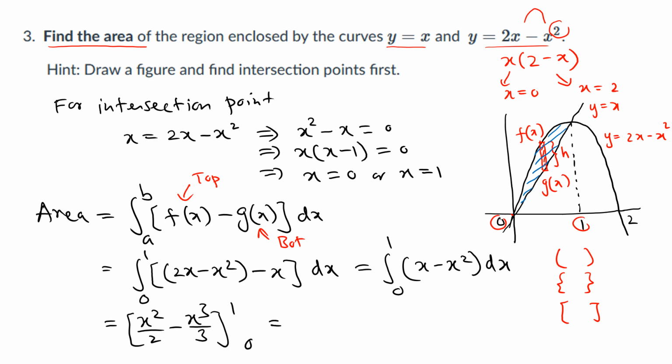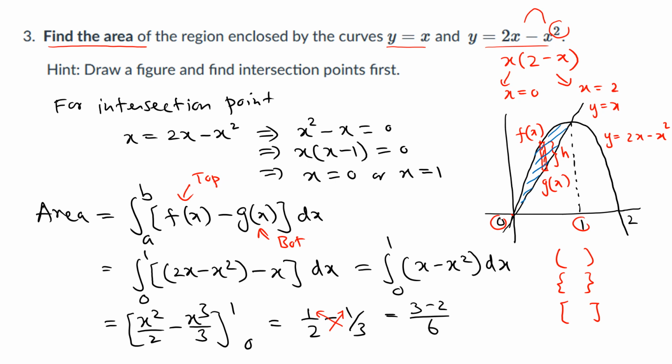If you plug in 0, it is 0. If you plug in 1, you get 1 half minus 1 third. Take the common denominator, which is 6. To simplify this kind of thing, we multiply this way and we multiply that way and subtract. So that means it's going to be 3 minus 2 over 6.